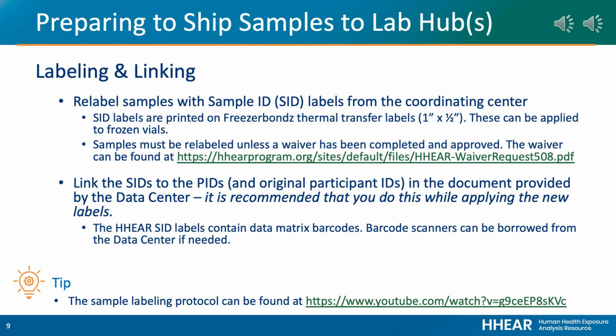SID labels are printed on Freezer Bond's thermal transfer labels, which are 1 inch by 1/2 inch. These can be applied to frozen vials. Samples must be relabeled unless a waiver has been completed and approved. The waiver can be found on the HEAR website, and a direct link is provided on this slide.